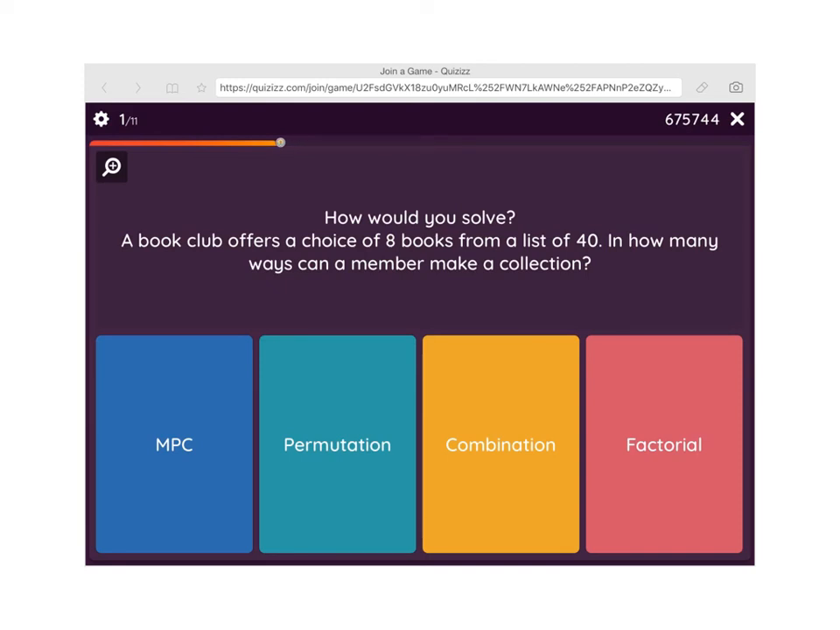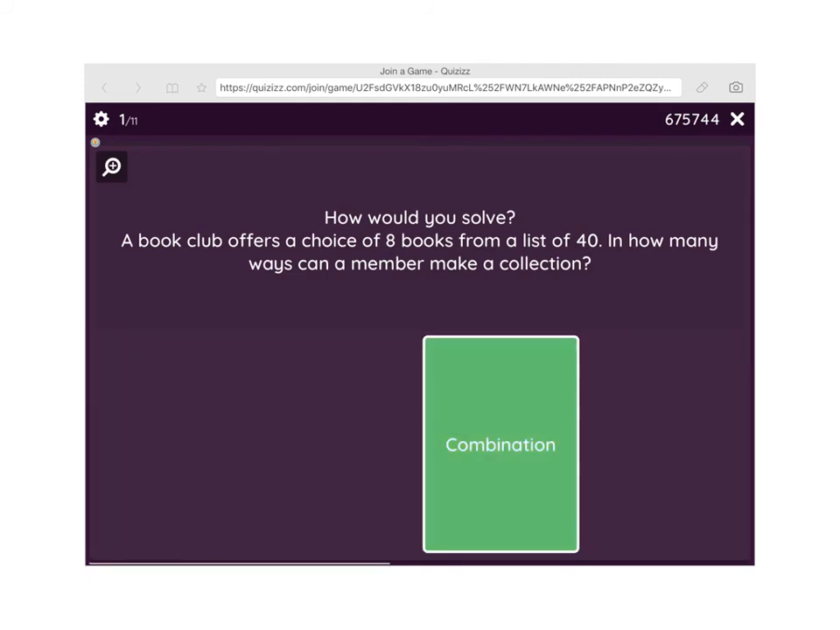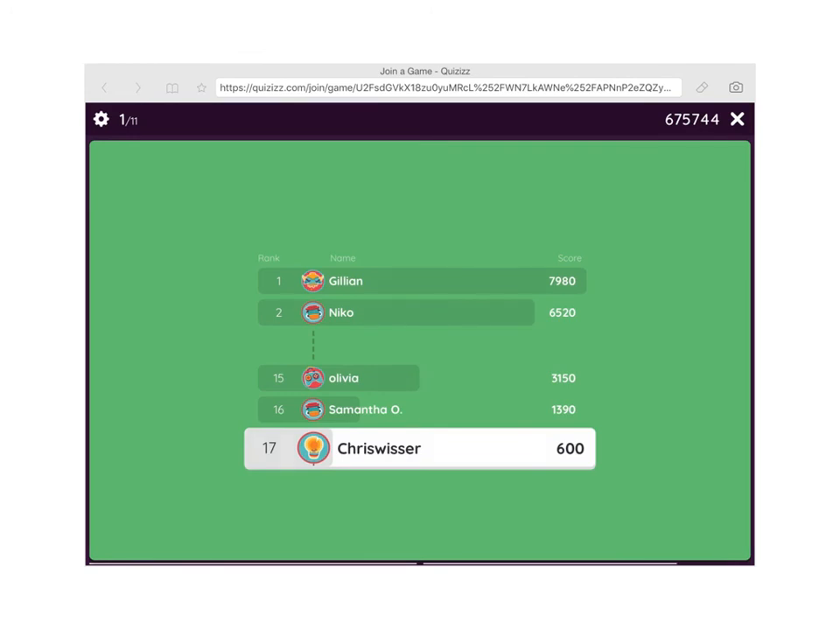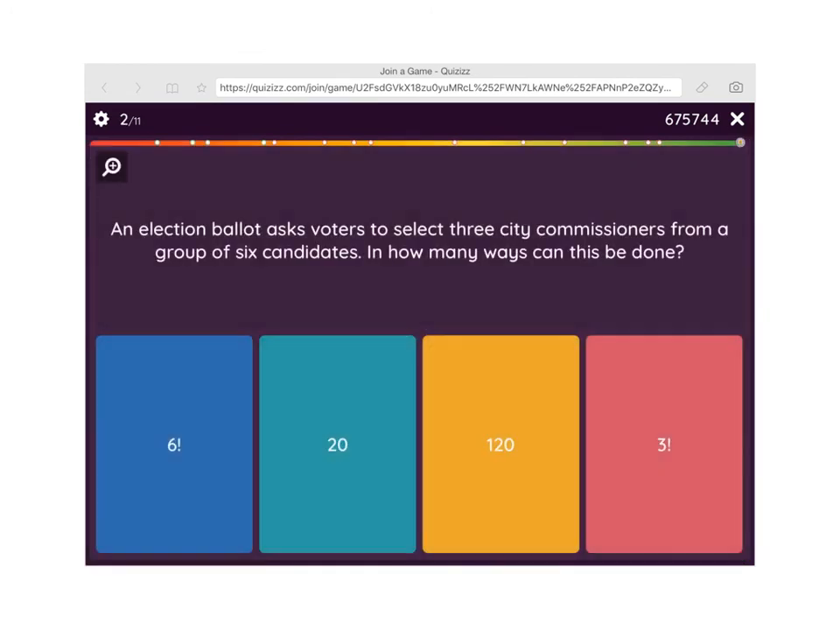All right, it says, a book club offers a choice of 8 books from a list of 40. In how many ways can a member make a collection? It doesn't say in what order they're going to read those books, right? It's just saying that you're pulling from the group of books, which would be combination. If it had asked in what order those 8 books can be read, now you're talking about a permutation. So just make sure you pay attention to the wording.